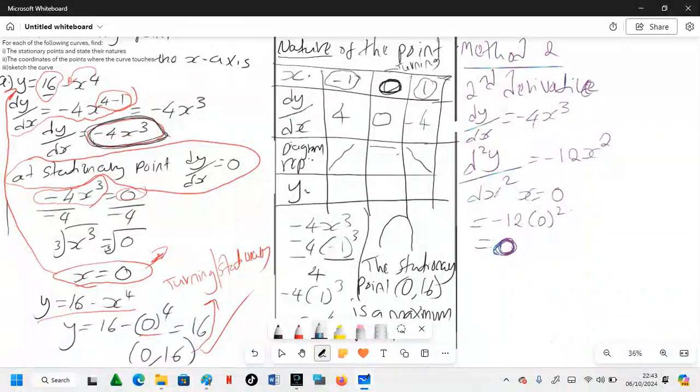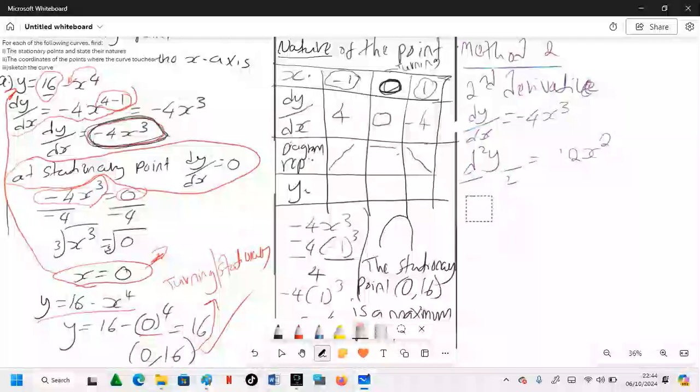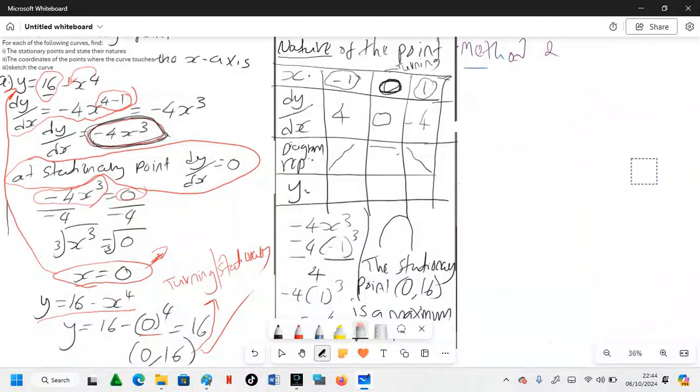Therefore, this method cannot be used to determine the nature of the stationary point for this particular example, but in most cases it works. In most cases it works. When you get a negative, it means it's a maximum point. When you get a positive, it means it's a minimum point.